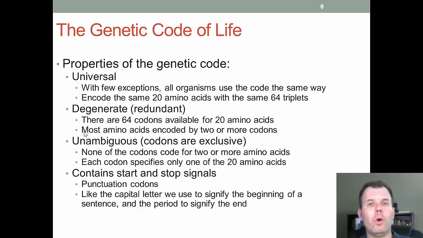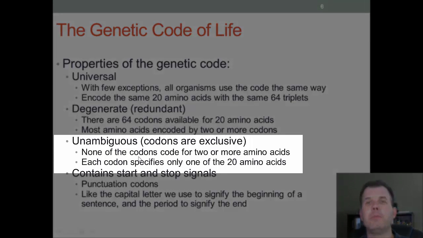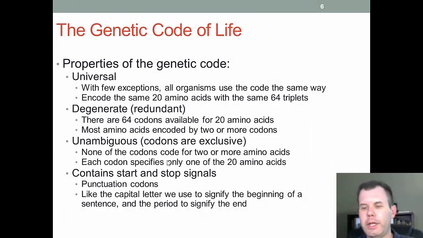It's redundant. So if you have a slight change in your letters, let's say you go from CCC to CCG, it means proline, the same thing. The other thing is that it's unambiguous, which means that, again, CCC only means proline. It will never change to glycine. It will never change to alanine or any other amino acids. CCC will always be the same. And so you can always be sure when you look up CCC, whether you're talking about bacteria or humans, it's always going to mean proline as the amino acid.